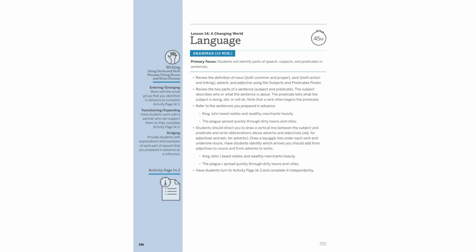Let's delve into grammar by identifying parts of speech, subjects, and predicates. A subject tells who or what a sentence is about, while the predicate describes the action. For example, in King John taxed nobles, King John is the subject, and taxed nobles is the predicate. Students should practice identifying these elements independently.